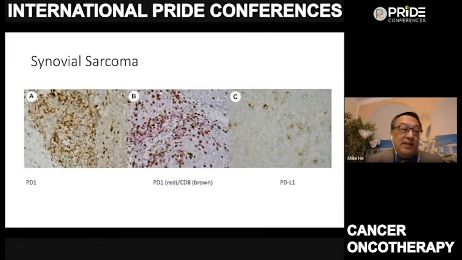So here is an example of a synovial sarcoma. Again, the left side is PD1, and then PD1 with CD8 again shows you the expression of PD1 on both tumor cells and immune cells. And the right side is the PD-L1. Next slide, please.